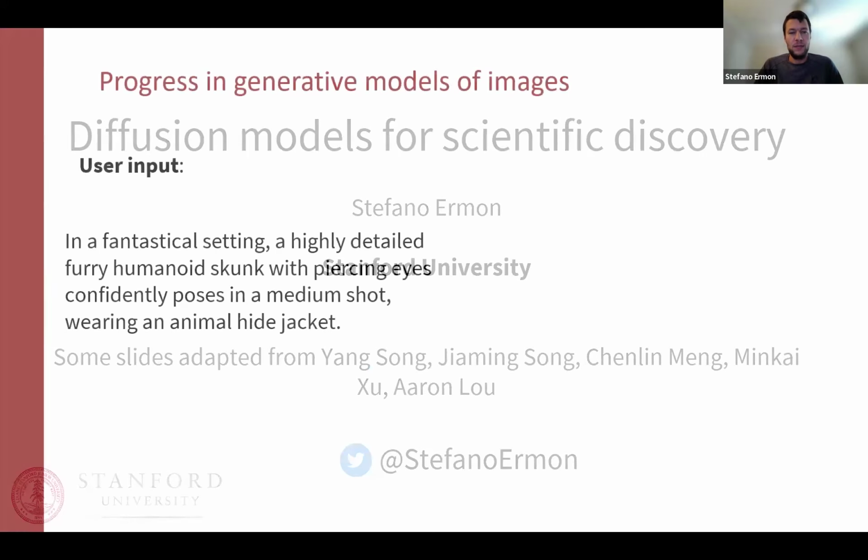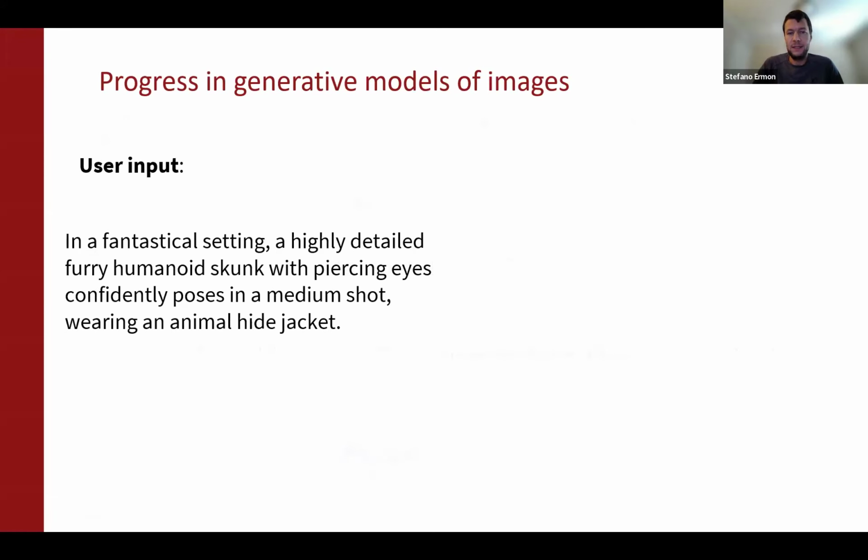All right, so today we'll be talking about diffusion models. You might have seen that it's perhaps one of the most exciting technologies in generative AI. We've been able, over the last few years, to build incredible systems that can generate very realistic media content: images, videos, speech. I've mostly been working on generative models of images and things like text-to-image models, where you can provide an input like the caption that you see here: in a fantastical setting, a highly detailed furry humanoid skunk with piercing eyes confidently poses in a medium shot wearing an animal hide jacket.